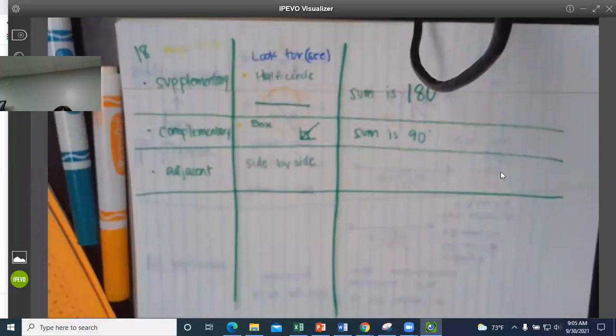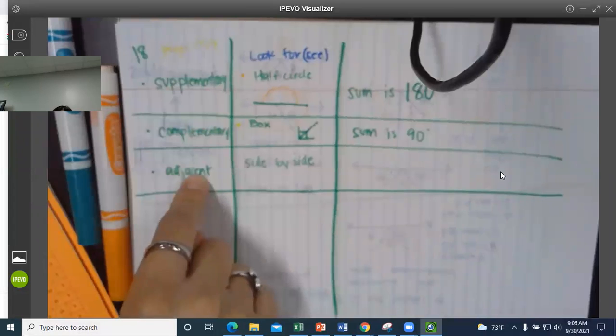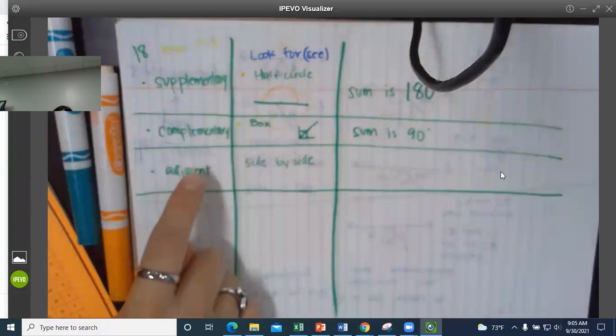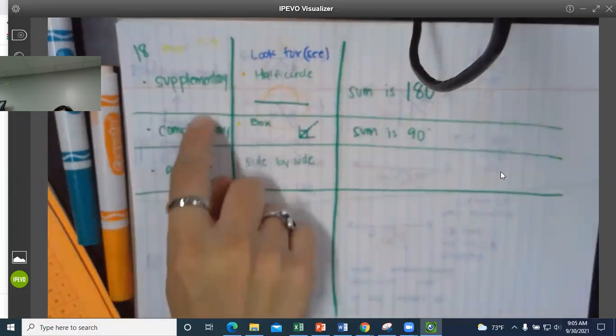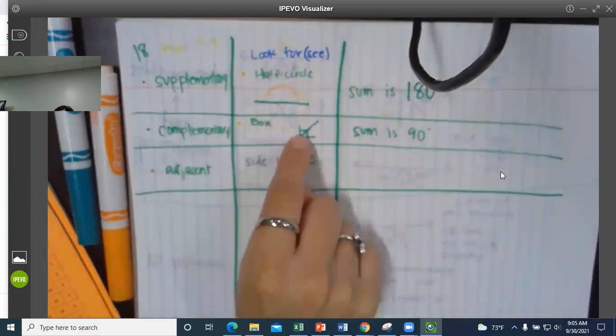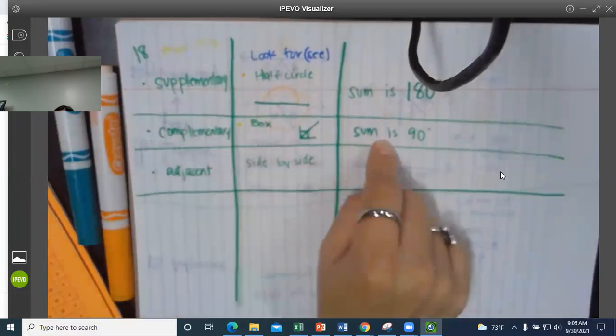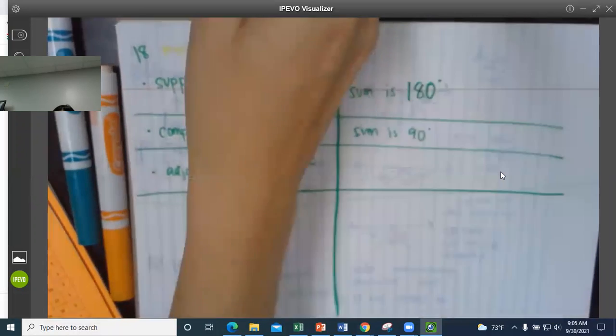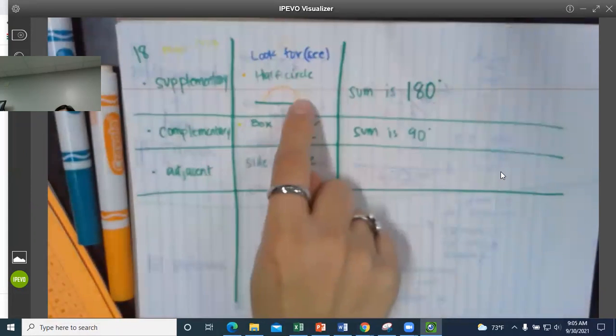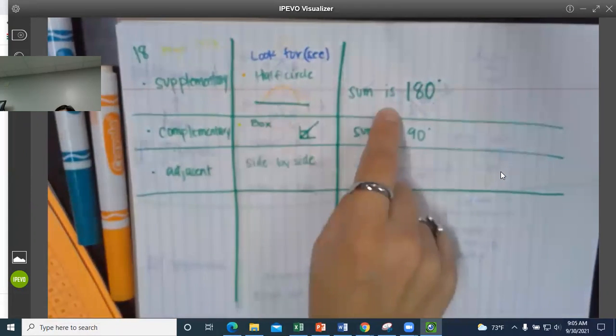So this is page 18. These are the three that we've done already. Supplementary, complementary, and adjacent. Complementary is the one that has the box with it. You have two angles here. The sum is always 90. For supplementary, it's a half circle, and the sum is always 180.